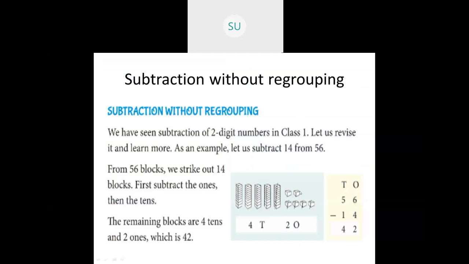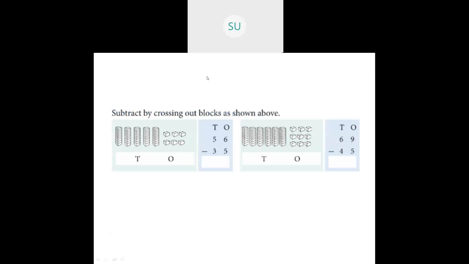And then we'll subtract the 10s. 5 minus 1. If you take away 1 from 5, 4 will be left. So we have 4 tens and 2 ones, which is 42. Okay, so this is how you do subtraction of numbers without regrouping. So subtract by crossing out blocks as shown above. Just as we saw now, we have to strike out and subtract. So let's do that.